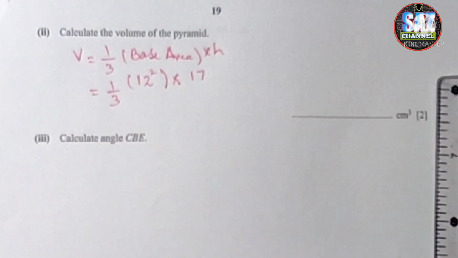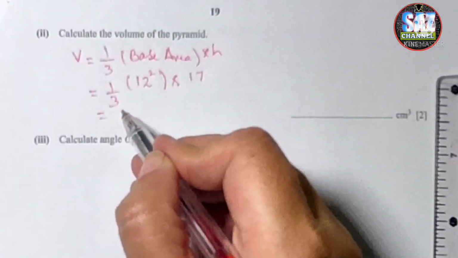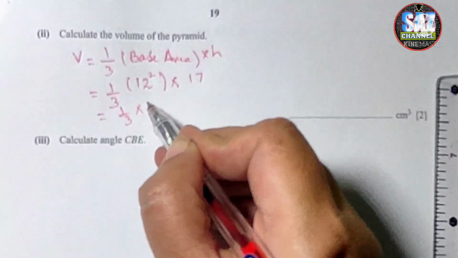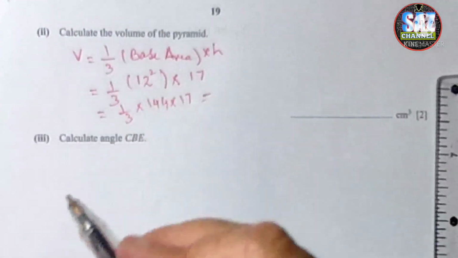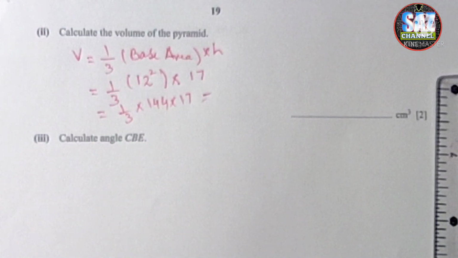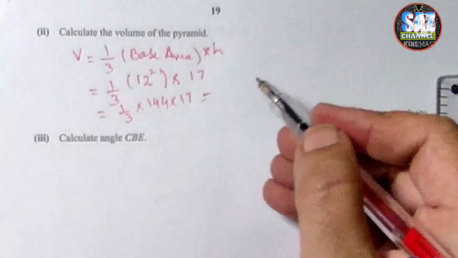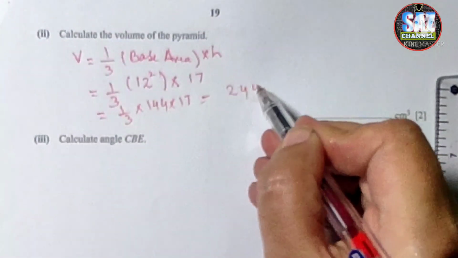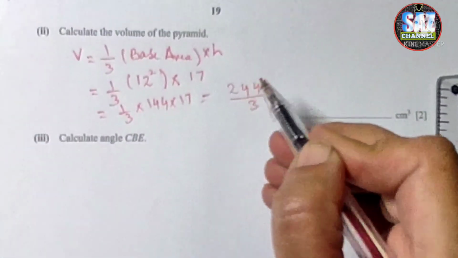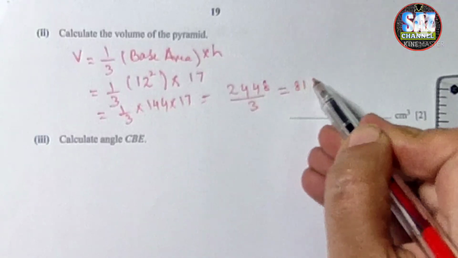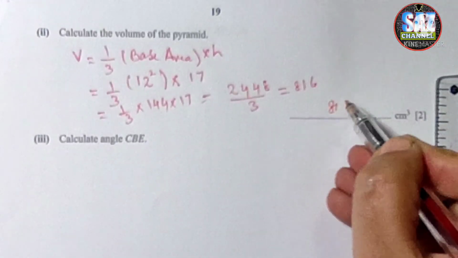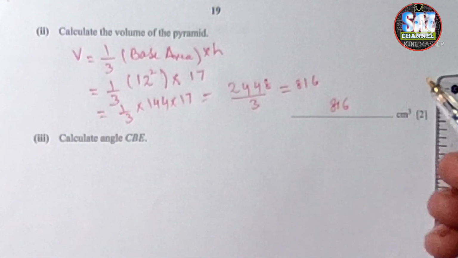Now 12 square is 144. 144 multiplied by 17. This is paper 2, so feel free to use your calculator. 144 multiplied by 17 is 2448, and I have to divide this answer by 3, which is equal to 816. Very easy question. 816 unit cube or centimeter cube is the volume.